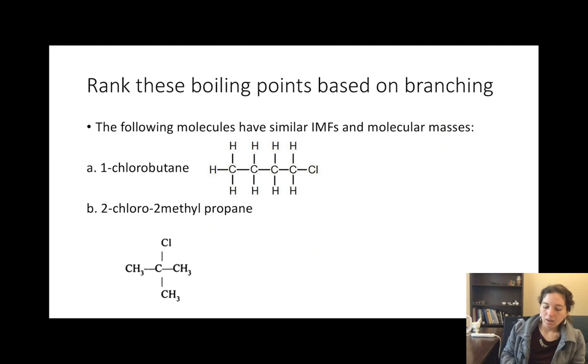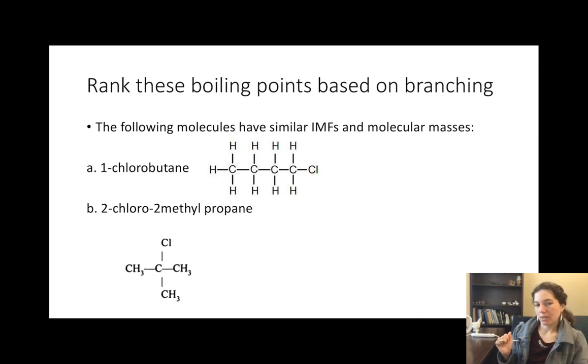Okay, so let's apply our knowledge on branching here to this one. The following molecules have similar intermolecular forces and molecular masses. So I'm going to ask you to rank these boiling points based on their chemical structure.